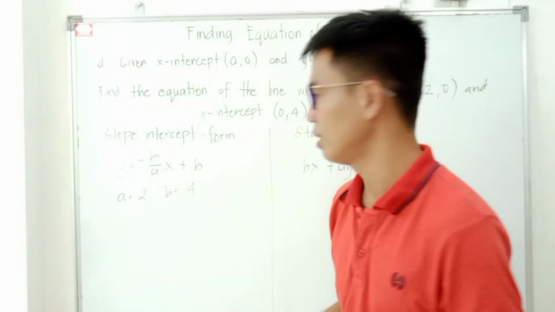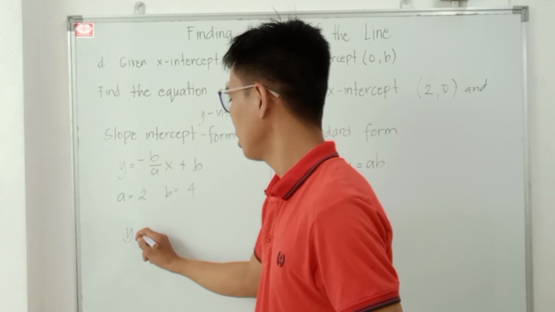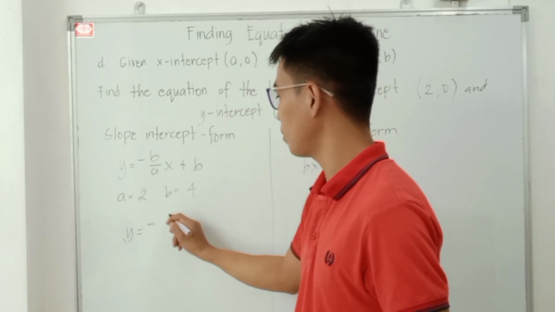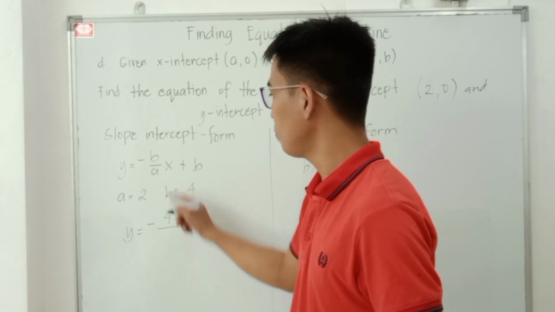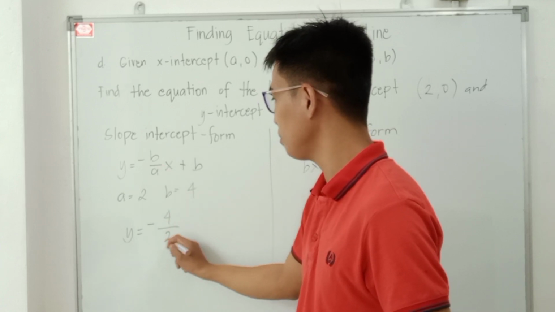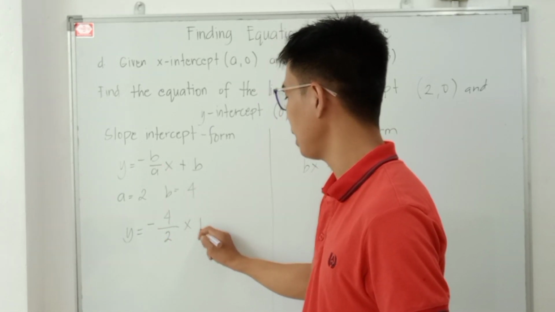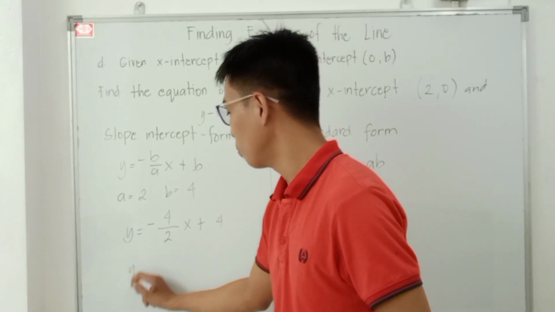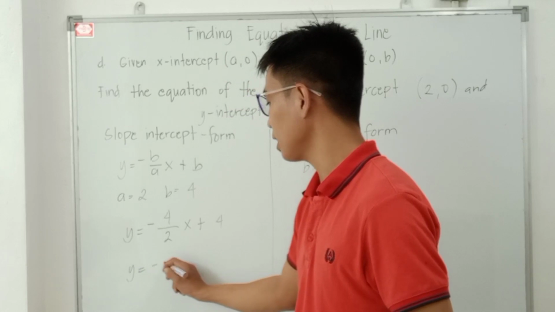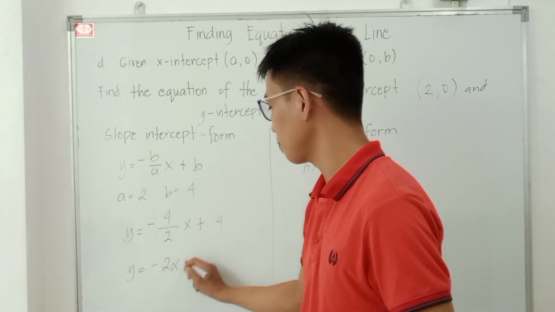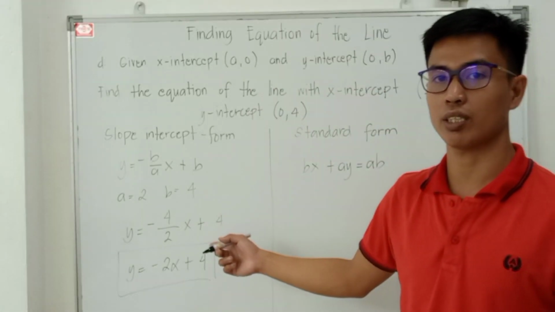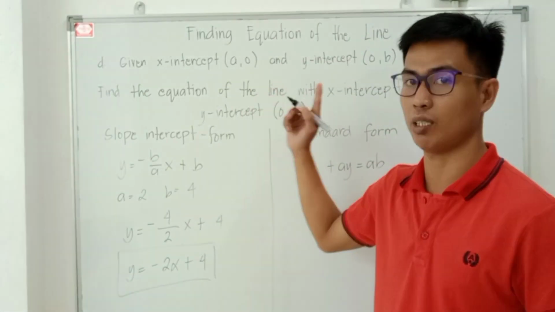So since meron na tayong value ng A and B, we can now substitute the given into the formula. So we have y equals negative, the value of B is 4, over A, the value of A is 2, x plus the value of B is 4. So we have here y equals negative 2x plus 4. This is the slope-intercept form of the equation of the given.